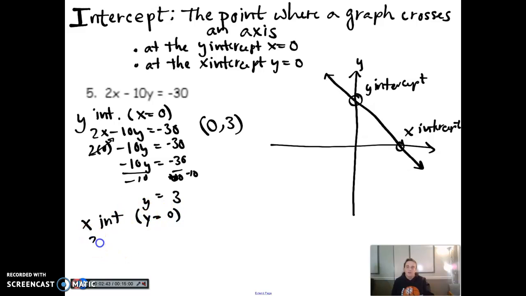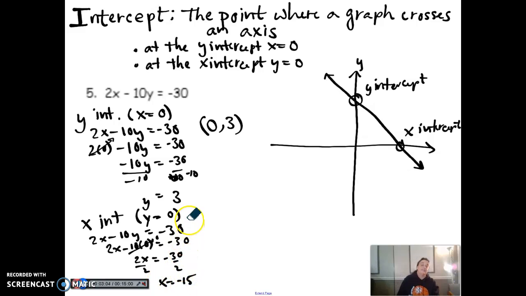If I want to solve for the x-intercept, I'm going to use the fact that y equals 0. So my equation, 2x minus 10y equals negative 30. I'm going to put 0 in for y this time. So 2x minus 10 times 0 equals negative 30. This is going to go to 0. So I have 2x equals negative 30. If I divide both sides by 2, I get x equals negative 15.